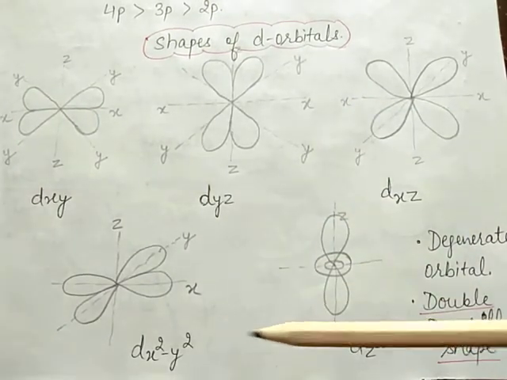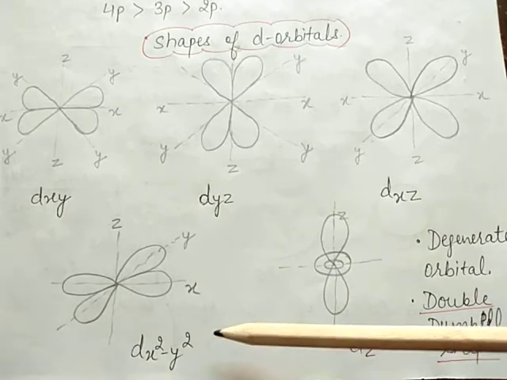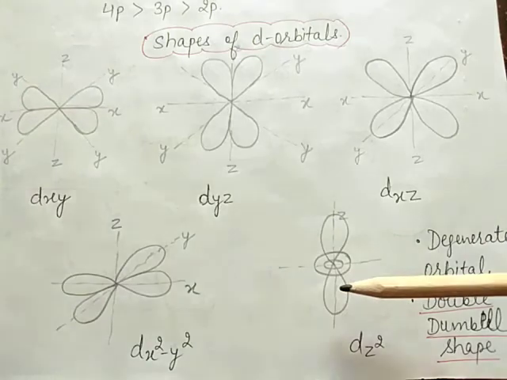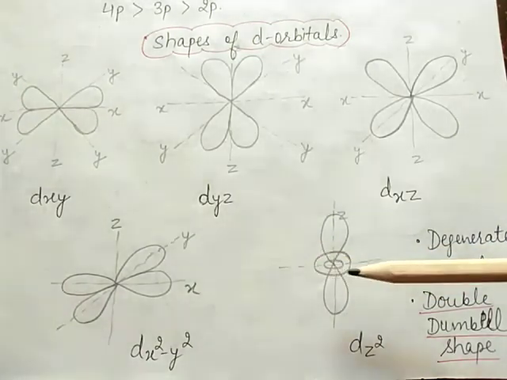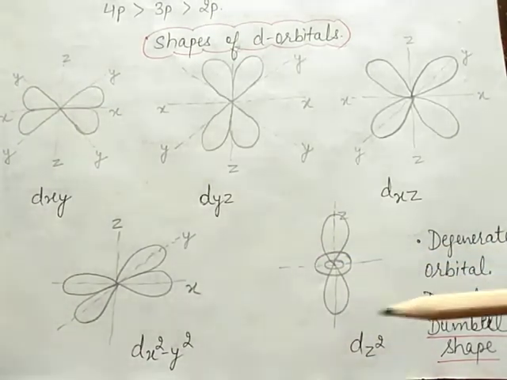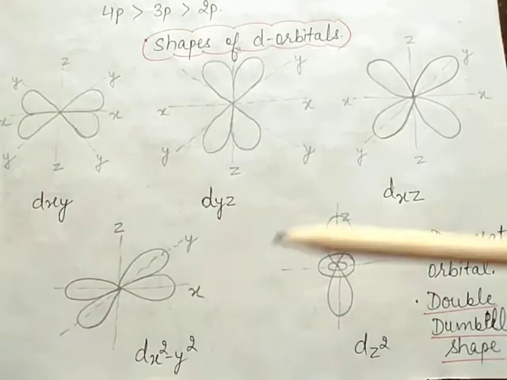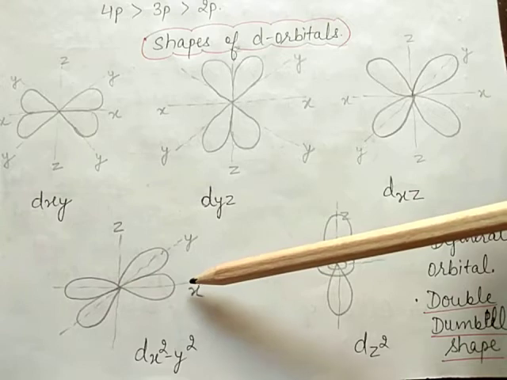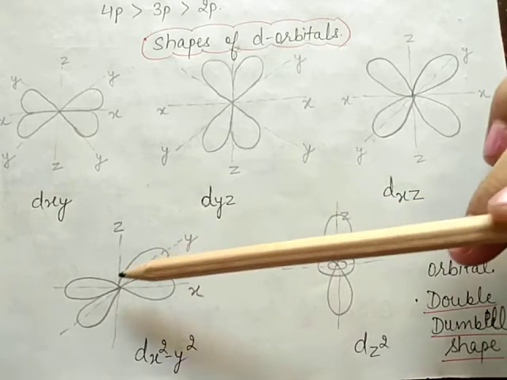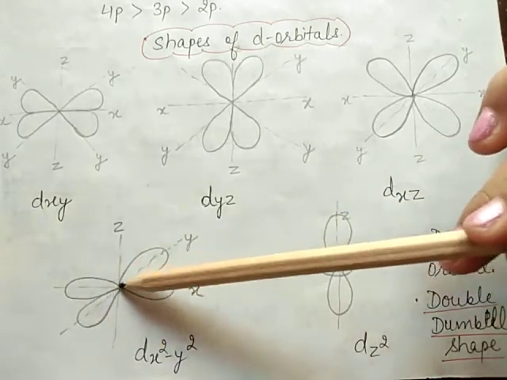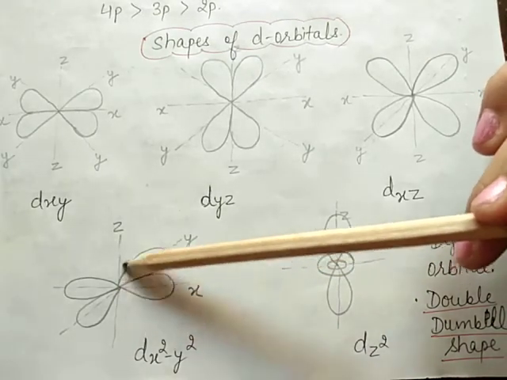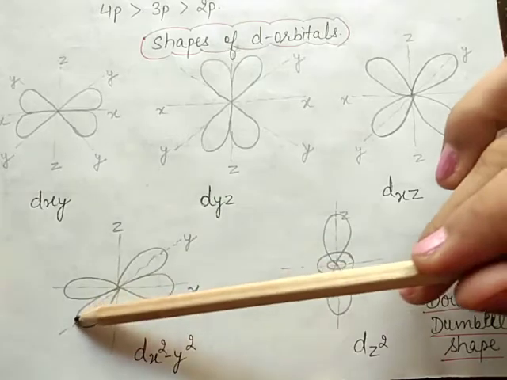But for the remaining 2, dx square minus y square and dz square, the lobes are present along the axis. Like this, dx square minus y square. This is x-axis, this is y-axis. Means these are present along the axis. First of all, one lobe on x-axis, another lobe on y-axis.